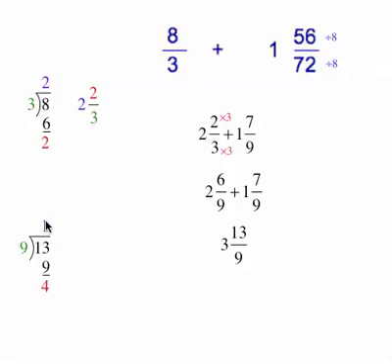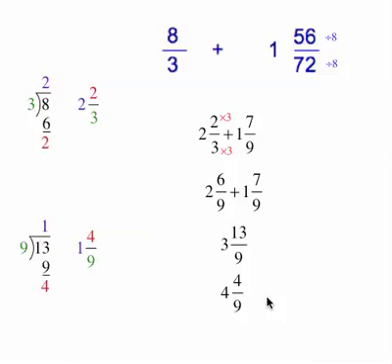Once again, this is our quotient, right? So we get 1. This is our denominator, 9, and our remainder is our new numerator, 1 and 4/9. So I'm going to add the 1 to the 3, and then we have 4 and 4/9. And that's it. And that's how you add fractions.